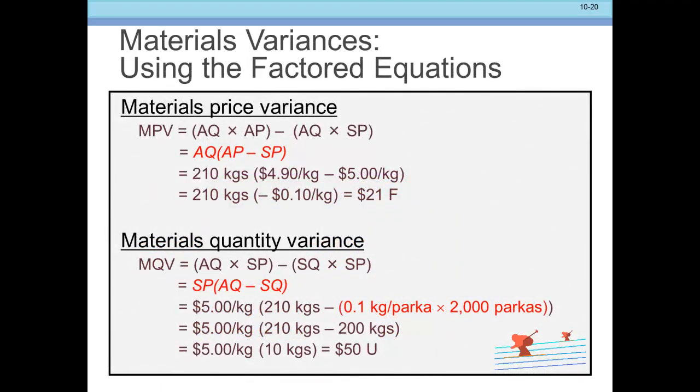You can either use the table that we just completed, or you can use these equations, which are the same thing as the table. Material price variance can be calculated by taking actual quantity times the difference between actual price and standard price. Materials quantity variance can be computed by taking standard price times the difference between actual quantity and standard quantity. Again, this is the same thing as the table, it's just in an equation format. Choose whichever method you feel most comfortable with to work these problems.